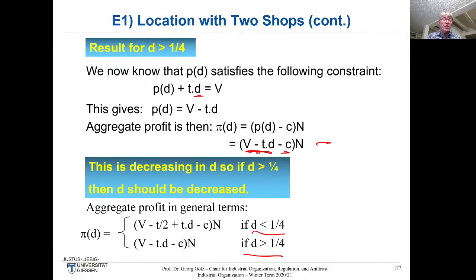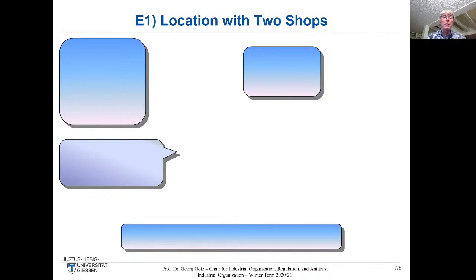So this profit as a function of the distance D is continuous, but it's not differentiable because it has a positive slope if we are to the left of 1/4 and a negative slope if we are to the right of 1/4. So the optimal thing is to have D equal 1/4. That's what we now also formally prove.